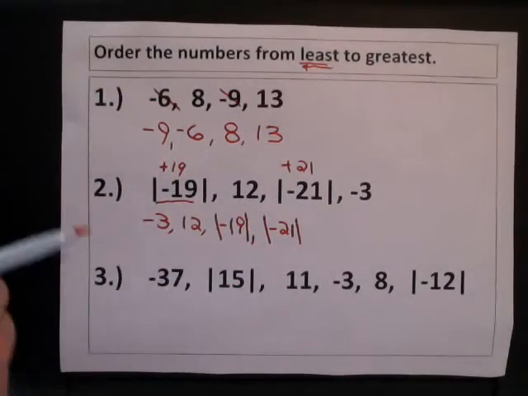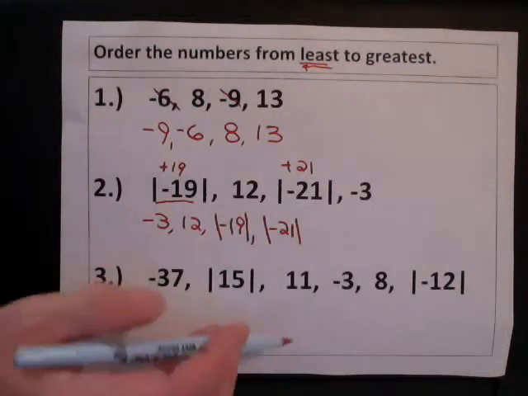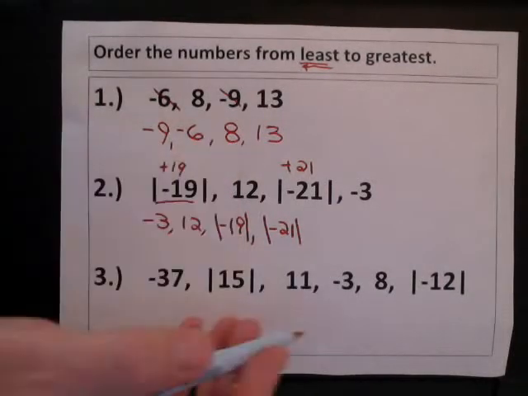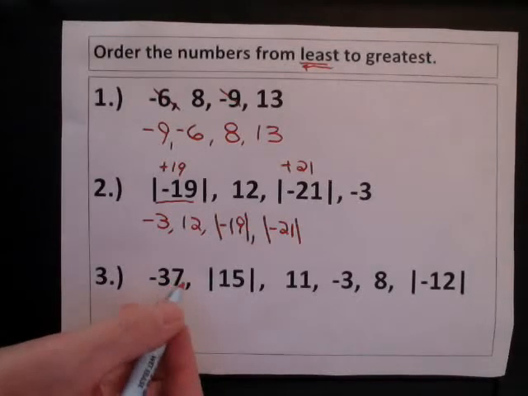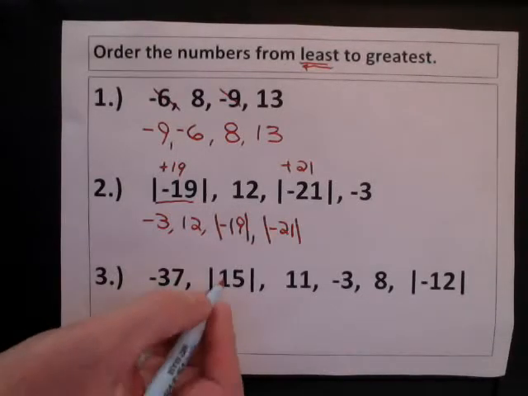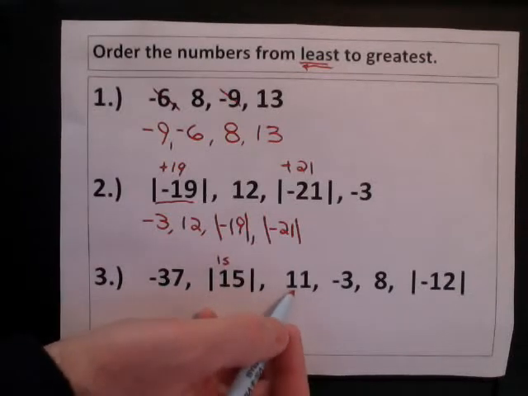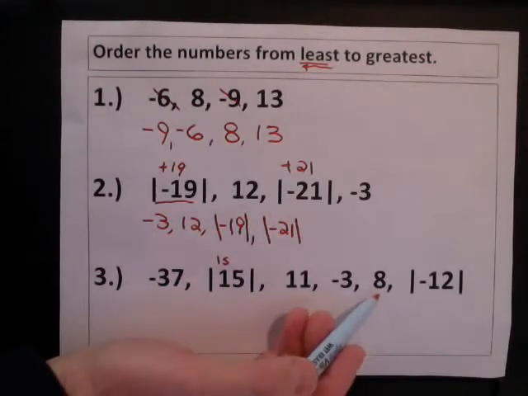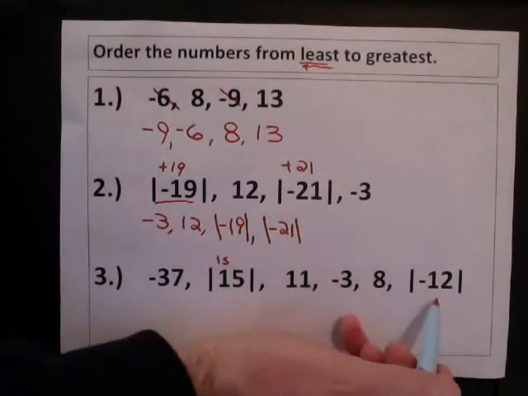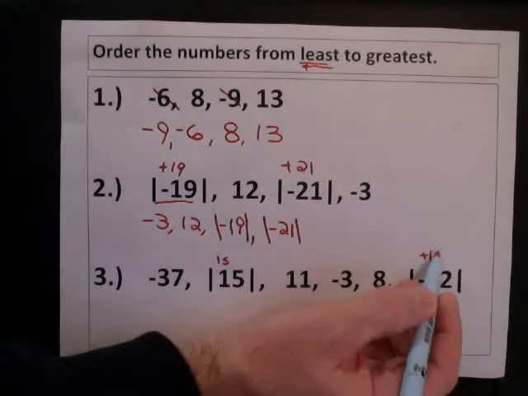All right? Now, the last set of numbers, okay, again, what we'd want to do is determine the value of each number. Negative 37 is negative 37. The absolute value of 15 is, of course, 15. The value of 11 is 11. Negative 3 is negative 3. Positive 8 is positive 8. And then you have negative 12, but it's the absolute value of negative 12, so that would be a positive 12.